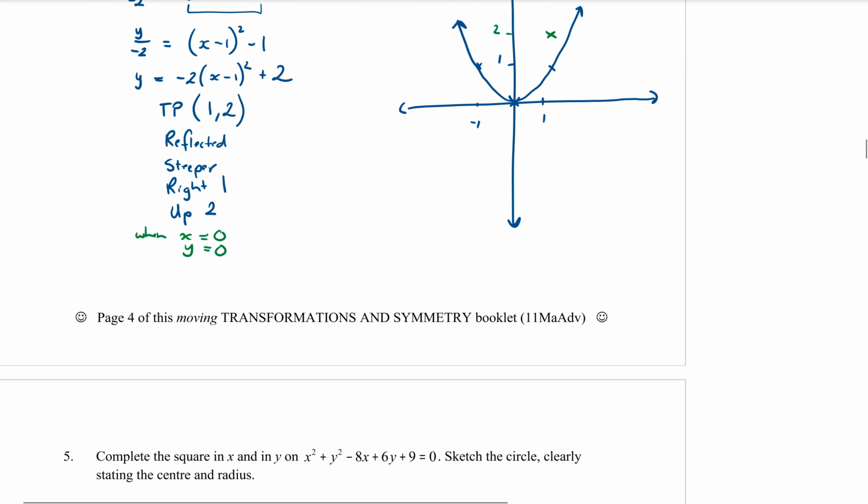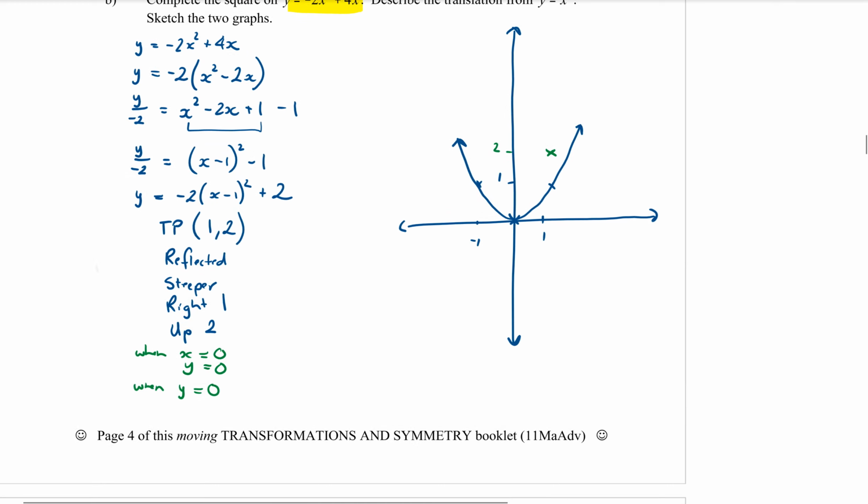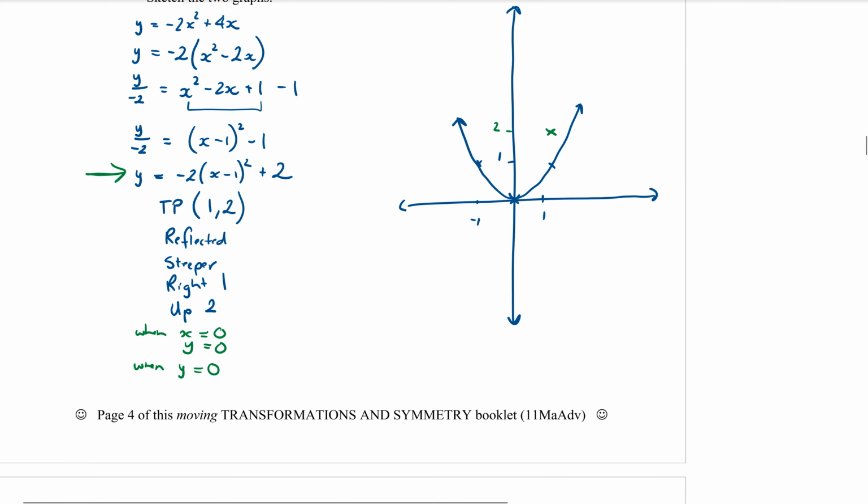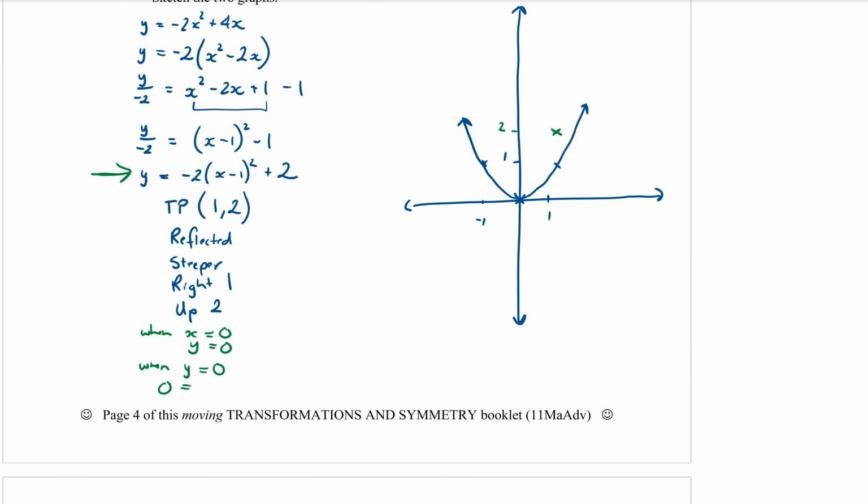Then if I sub y equal to 0 into my equation, because I'm trying to find the x values here, it'll probably be easier to use this version of the equation. That would be 0 equals minus 2 bracket x minus 1 squared plus 2. Move that whole first term across to the other side, which will make a positive 2(x minus 1) squared equals 2. Divide both sides by 2, which gives me a 1.